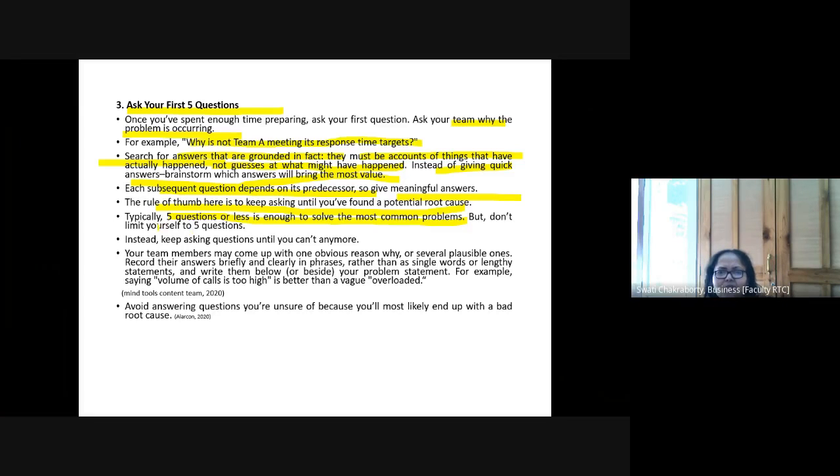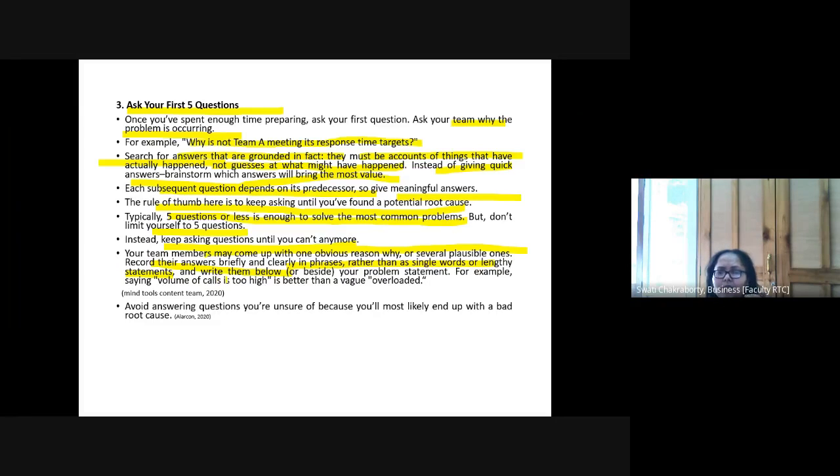But one should not limit themselves to only five questions. You can go on asking. You have the flexibility. So keep asking questions until there's no scope for you to ask anymore. Your team members may come up with one obvious reason why, or several possible reasons. That could be one, or that could be multiple. So you have to record their answers briefly and clearly in phrases, and not just single words or lengthy statements.